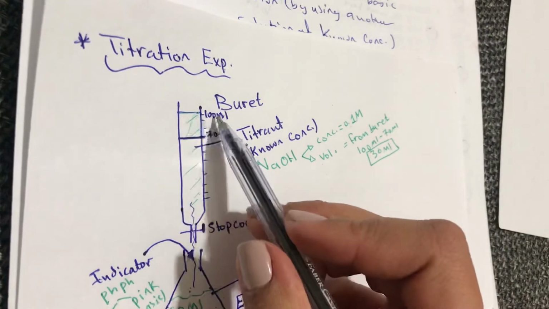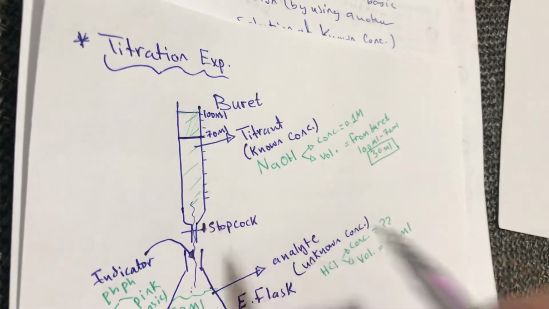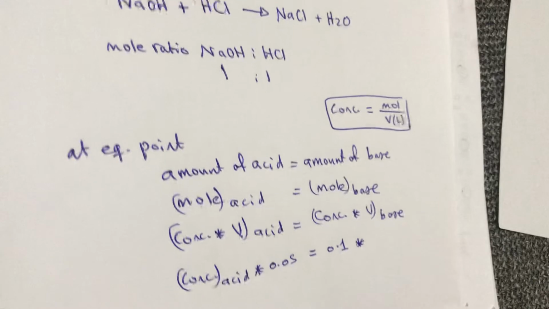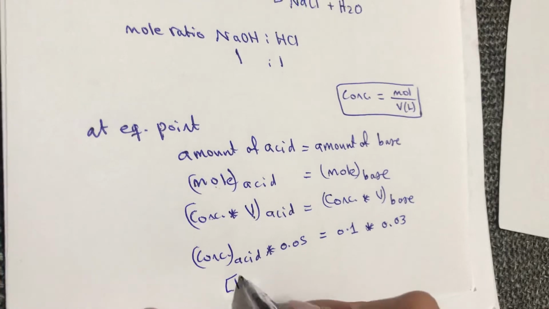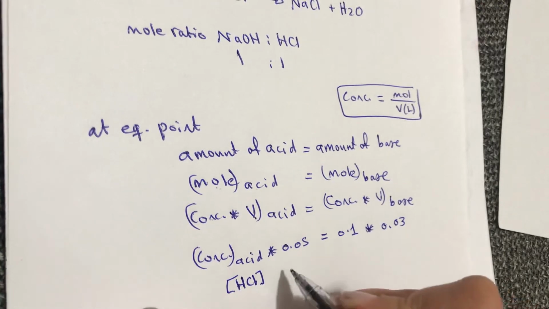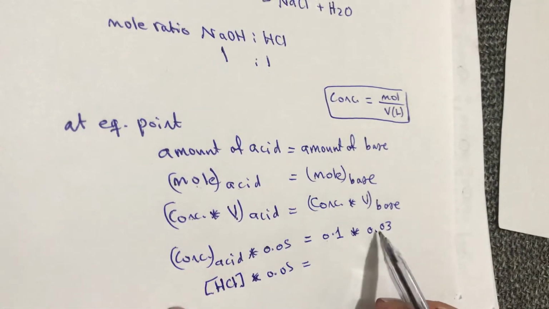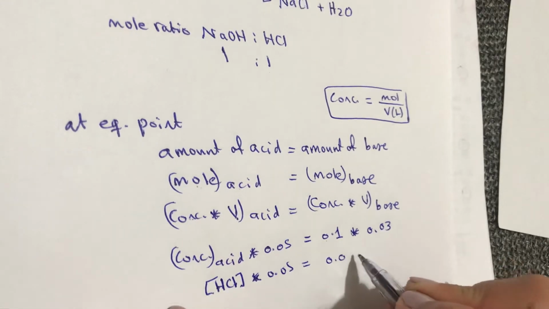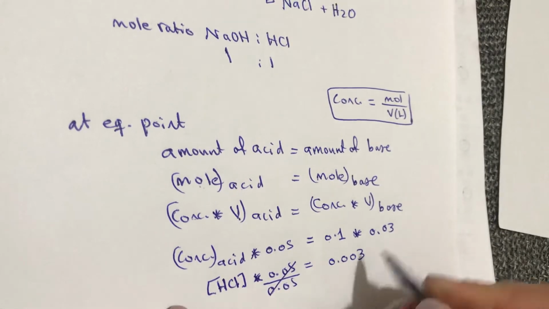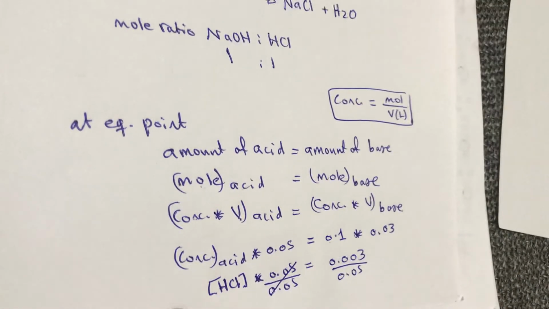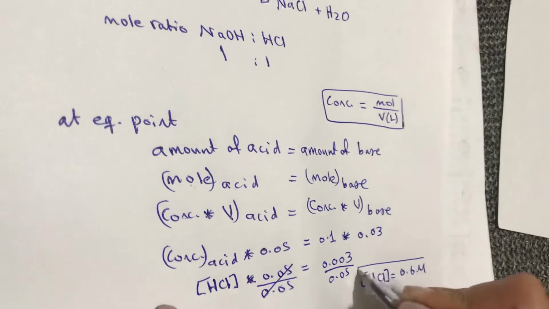You start the reaction with 100 ml and you finish at 70 ml, so 30 ml used in the reaction. You have to convert it to liters, so 0.03. So the concentration of hydrochloric acid times 0.05 equals 0.1 times 0.03, so 0.003 over 0.05. So the concentration of hydrochloric acid equals 0.06 molar.